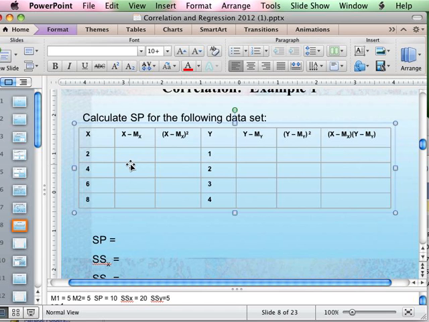Now I can just go fill in across the way here. I'm going to square these values. So negative 3 squared is 9. Negative 1 squared is 1. 1 squared is also 1. And 3 squared is also 9.